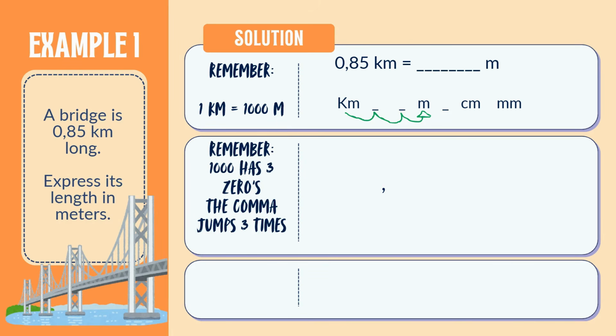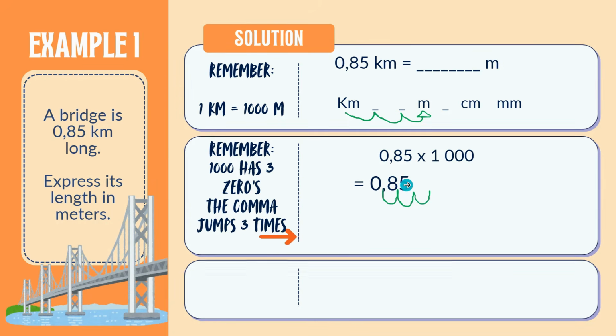So there will be 3 zeros. And we are jumping from the left to the right. So the comma jumps 3 times. There's 3 zeros in 1,000, so the comma must jump 3 times. Or you look at your units and you see you jumped 3 times up to meters. So if you now take your 0,85 and you times it with 1,000, or if you jump with your comma, you pick up your comma and you jump 1, 2, 3 times with your comma.